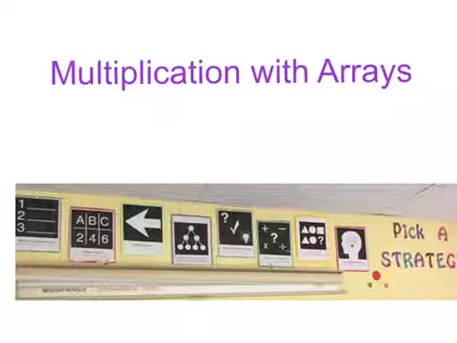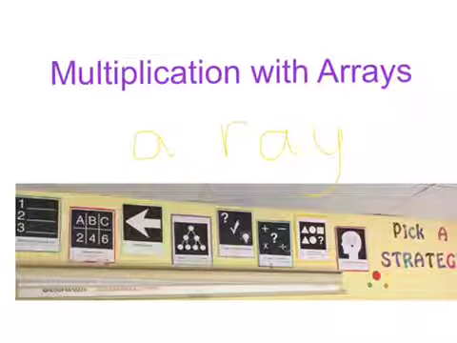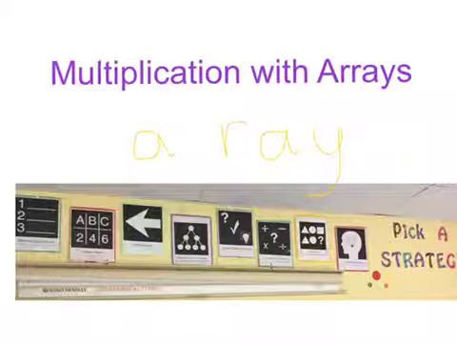Now, when we say arrays, we don't mean a ray, like a ray of sunshine. We're talking about an array, which is a picture that's showing a product. Remember when we discussed products in class, how a product is an answer to a multiplication problem? Well, we're going to be making arrays. We're going to use our strategy of drawing a picture to represent the product of a multiplication equation.